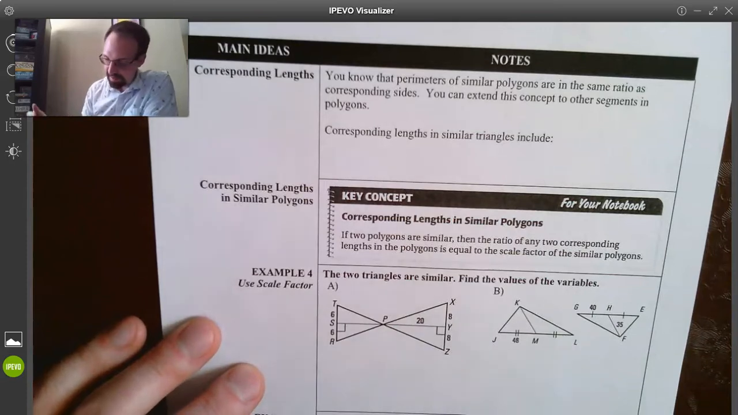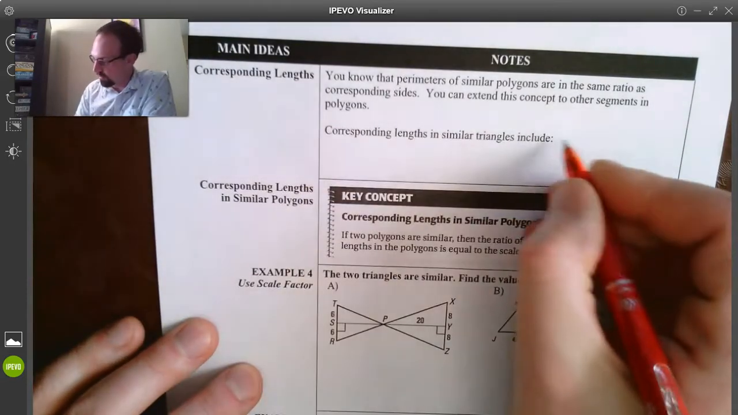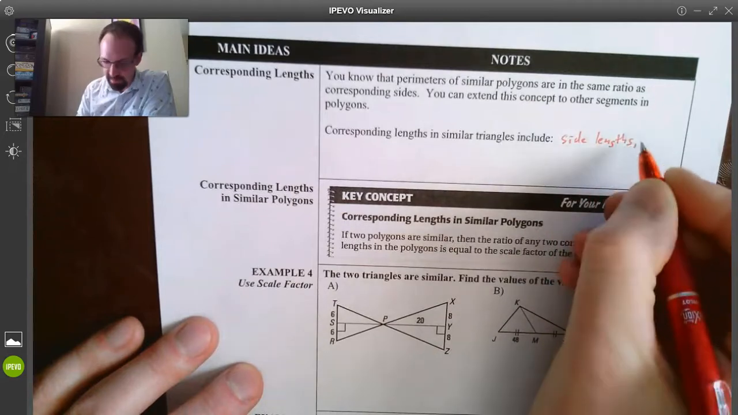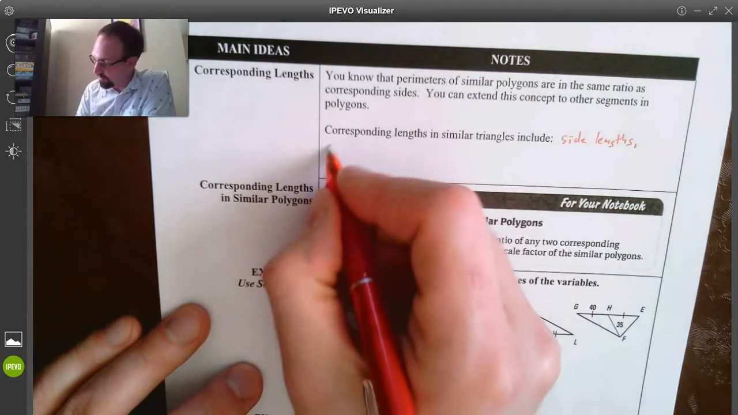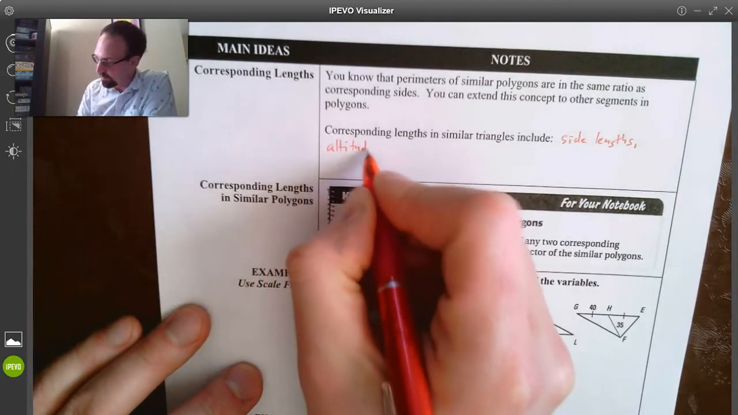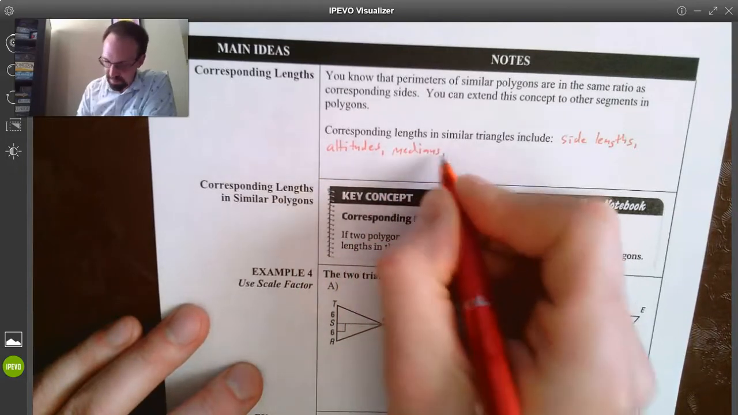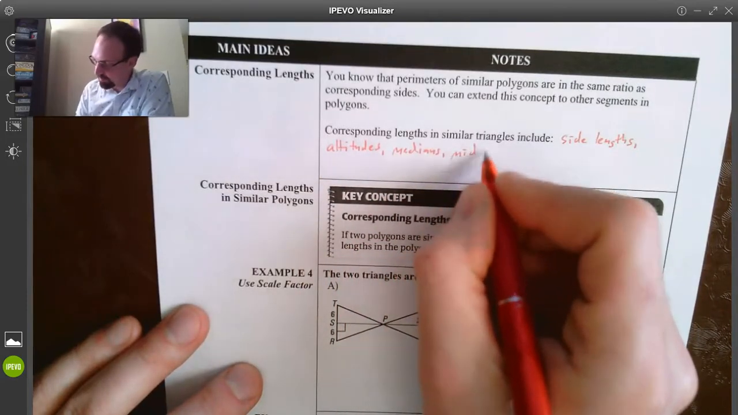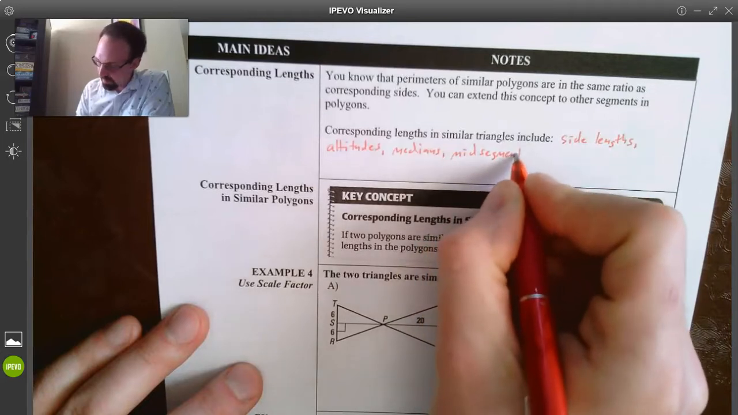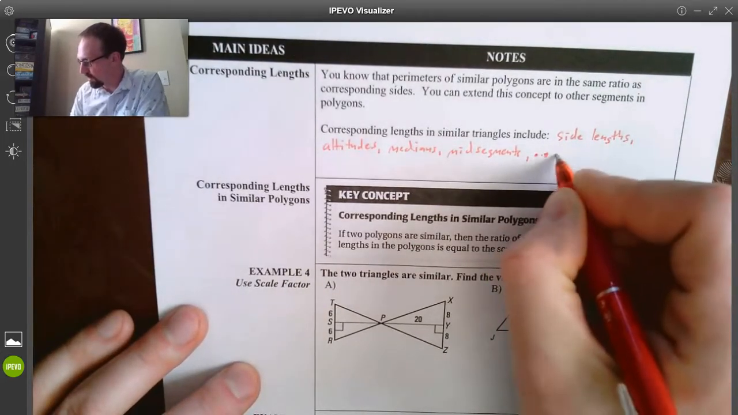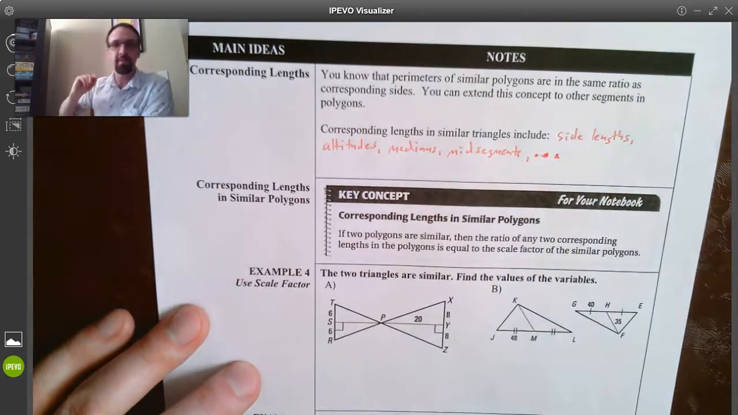And so the parts of the triangle could include side lengths, because the side lengths on the triangle can be similar. We could have altitudes being similar. We could have medians. We could have mid-segments, and there really is a lot more. There's more than we've even covered in this class so far. So I'm just going to leave it with those ellipses.